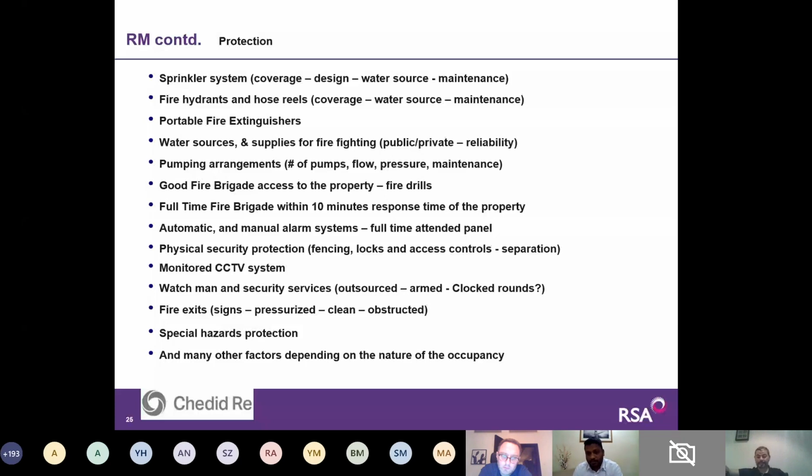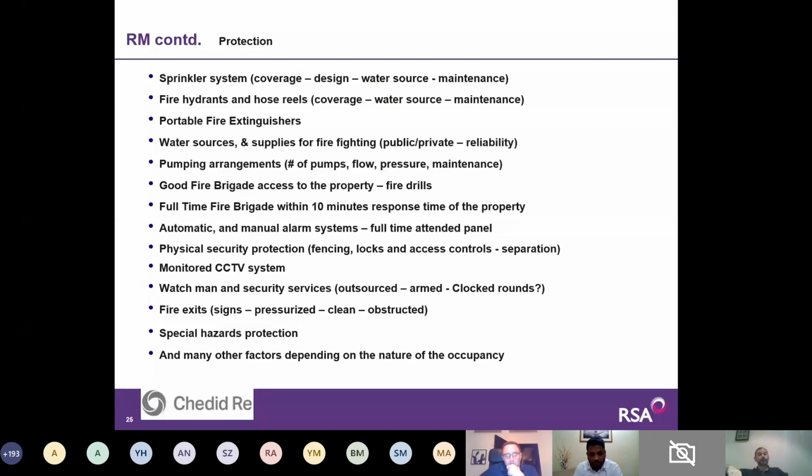Fire exit signs, this is very, very well spread everywhere. Special hazards protection. Special hazards, what are the special hazards? Special hazards in cement, dynamite. Special hazards in cement, paper manufacturing, paper storage, paper bags. It's a special hazard considered as somewhere else it's not considered as a special hazard, but in cement it is.